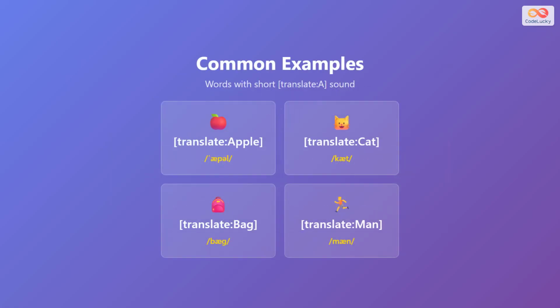Now let us look at common words that contain the short A sound. The word apple is pronounced æpol. The word cat is pronounced kæt. The word bag is pronounced bæg. The word man is pronounced mæn. Notice how the short A sound is quick and crisp in each of these words. It does not stretch or extend like other vowel sounds.